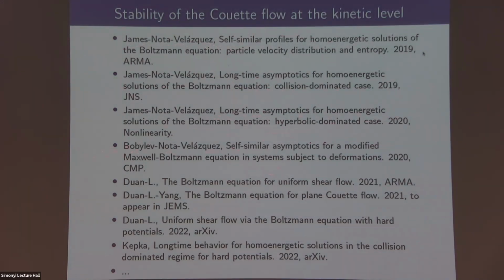And Bogolev, Noda, and Velasquez in 2020 studied self-similar asymptotics for the Maxwell Boltzmann equation. Then Duan, Liu, and others studied the Boltzmann equation for a uniform shear flow, and Liu and Yang studied the Boltzmann equation for the planar Couette flow in 2021. And Duan and Liu studied the uniform shear flow for the Boltzmann equation with hard potentials. And Caflisch studied long-time behavior of homoenergetic solutions in the collision-dominated regime for hard potentials, and many other works.